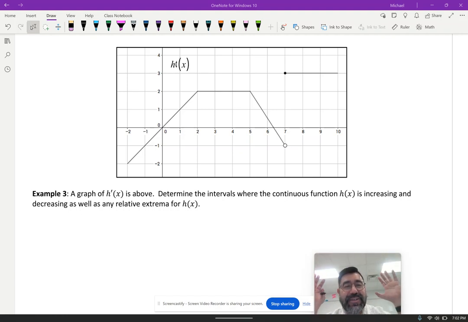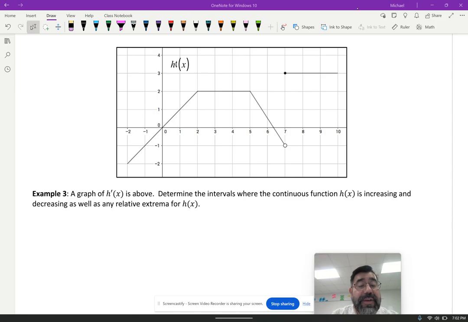Remember, we're combining section 5.8 and 5.9 together, where we're analyzing the graphs of H prime and H double prime, or F or G, whatever the name might be. We're going to do example 3 here a little bit quickly because it goes with what we were talking about in the previous video. And then I really want to get into example number 4, which brings in concavity.